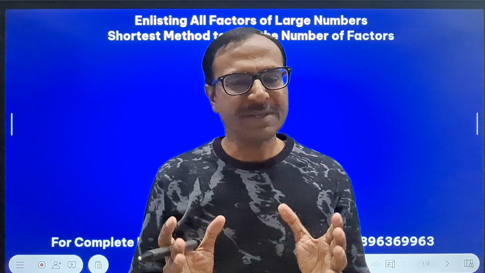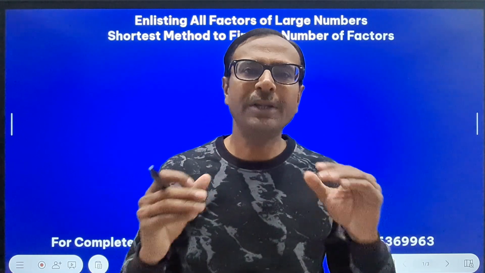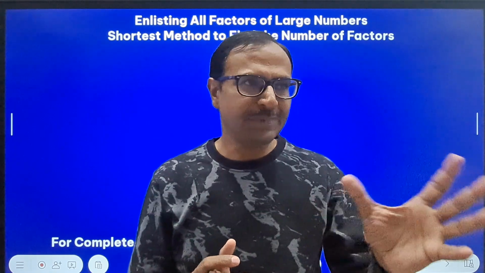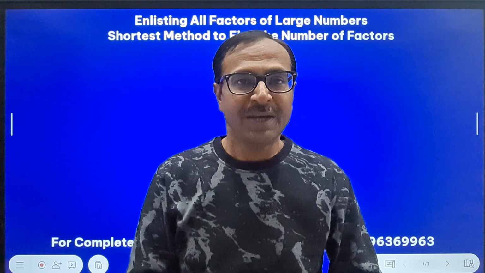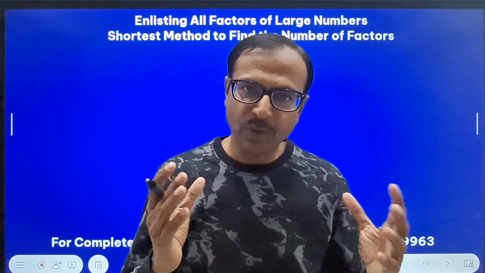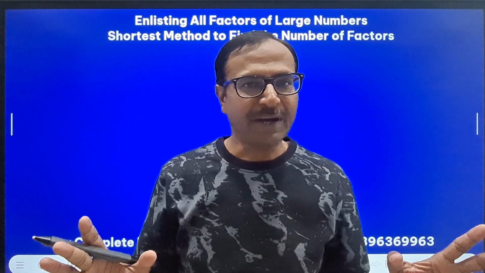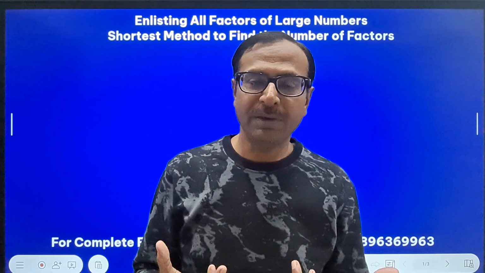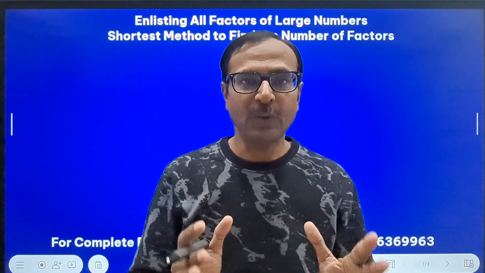One of the topics in which the students find a little difficulty is how to enlist all the factors, that means the perfect divisors of a number, maybe a 2 digit, 3 digit, or even a 5 digit, 6 digit numbers. So, very important for all the class 6, 7, 8 students, and obviously for the number system part of the quant exams, finding the factors and enlisting the factors of a number, and how many maximum factors are there for a particular number. You can't escape this particular topic.